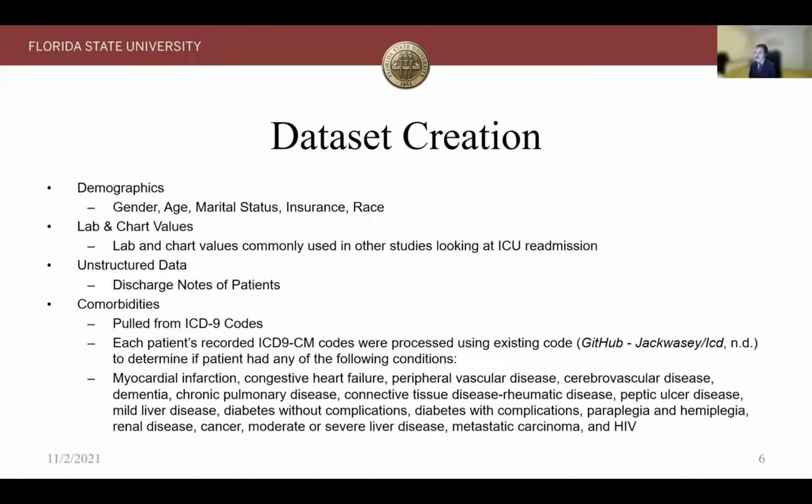The discharge notes for a patient included a history of present illness, past medical history, medications on admission, summary of patient discharge during the course of stay in a hospital, and condition of the patient on discharge. Medications and follow-up instructions were also included in the discharge notes. Patient comorbidities were also provided in the data set. This data was pulled using ICD-9 codes, which were then processed using publicly available code that generated a Boolean value for each condition listed below.